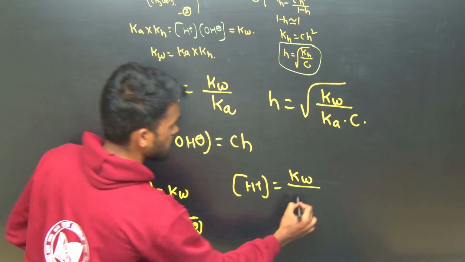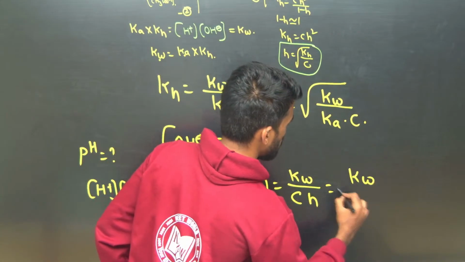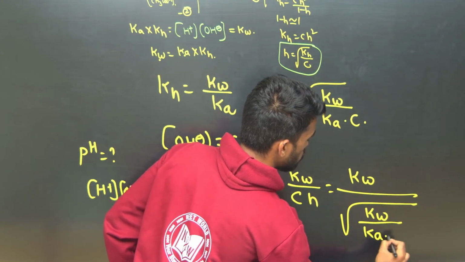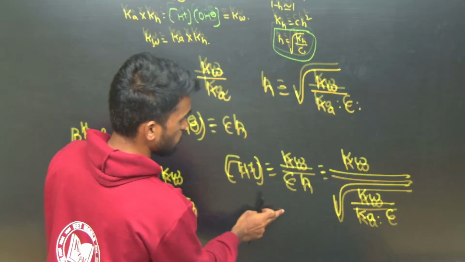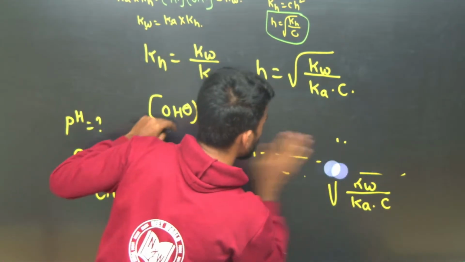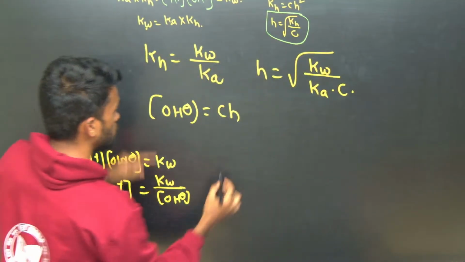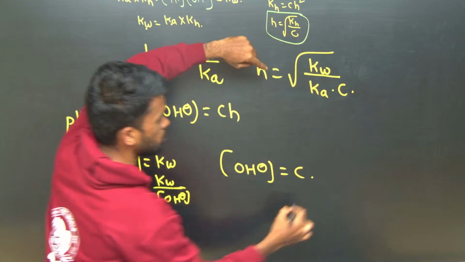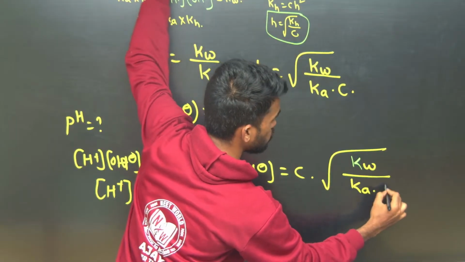OH minus is nothing but C into h, and h means what here? h is root of Kw by Ka into C, into C. Okay, this is what we can write. Or if you are getting confused with this, directly use whatever you have here. OH minus ion is equal to C into h, which is under root Kw by Ka into C.